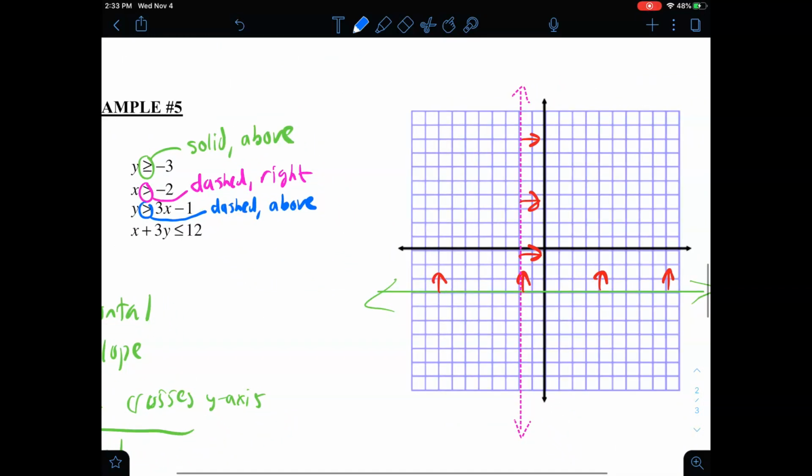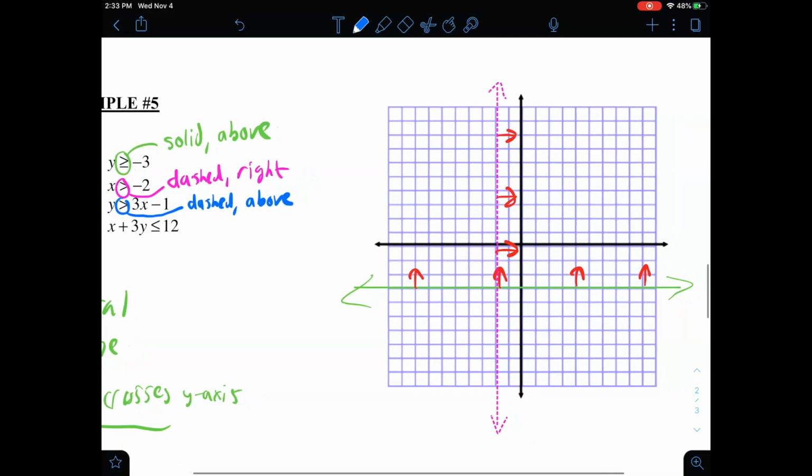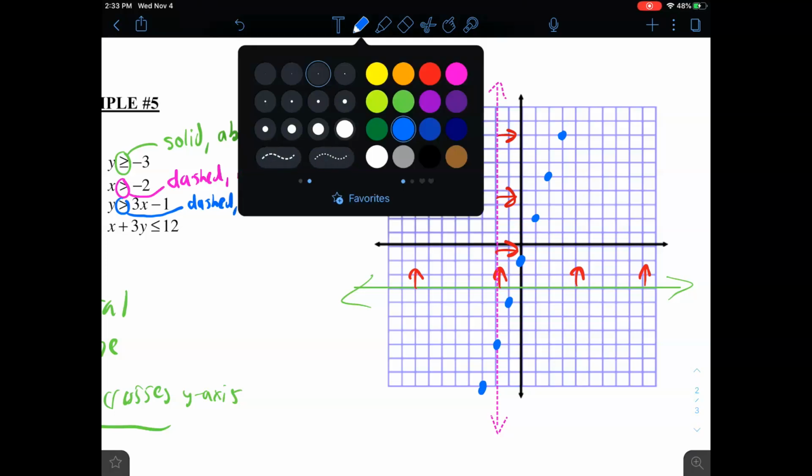All right, so y equals 3x minus 1. We're going to go down to -1. Put a point, and go up 3 over 1, up 3 over 1. And then we also go down 3, left 1, down 3, left 1. That's a dashed line, so we've got to do a dashed line now.